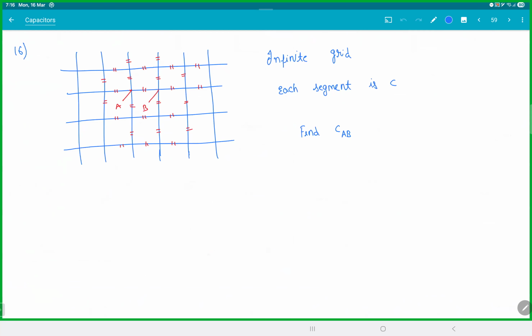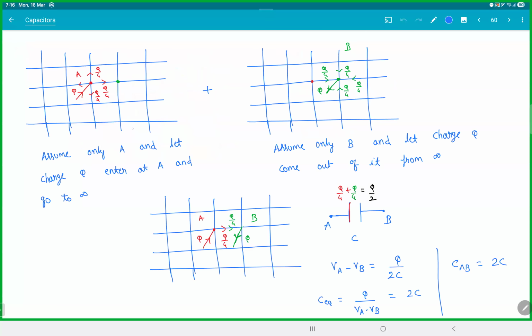Listen again. When you put a battery between A and B, current I goes in from A and comes out from B, isn't it? So the idea here is, what if I send current only through A? Here A is one terminal, infinity is the second terminal. So current will enter from A, and because of symmetry, it will split equally, Q by 4, Q by 4, Q by 4, Q by 4 in all directions, and spread to infinity. Similarly, what if I take charge from B only? I'm forgetting about A. Here the positive terminal is infinity and the negative terminal is the point B. Again, by symmetry, Q by 4, Q by 4, Q by 4 will come in from all directions.